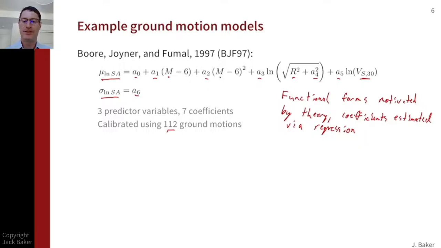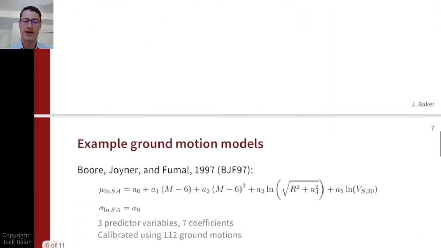I like this model because you can kind of see what's going on. There are some terms that as the magnitude gets bigger, the mean of the log spectral acceleration is going to get bigger. As the distance gets larger, the amplitudes are going to get smaller. And as the VS30 varies, the amplitudes are going to change. Standard deviation is a constant in this case. Okay, so that's an older model.